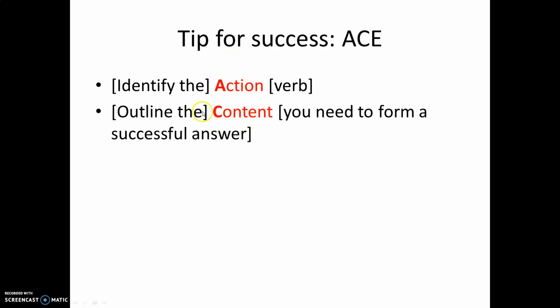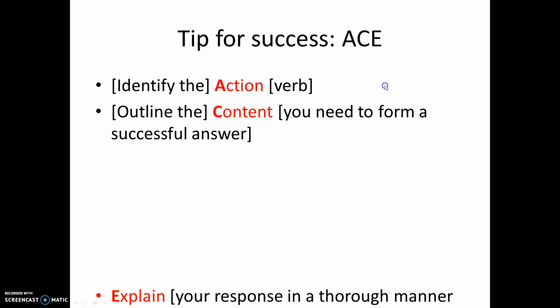The C is for content. So action verb, and then content. Outline the content you need to form a successful answer. I highly recommend taking 2 or 3 minutes. Find the content that the prompt is asking you to include and briefly sketch it out. Physically write down what you are going to need, and that part can be in bullet points when you're outlining.